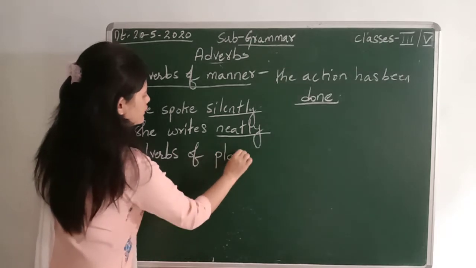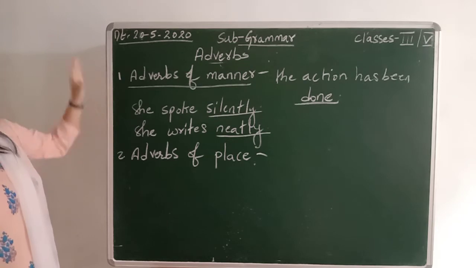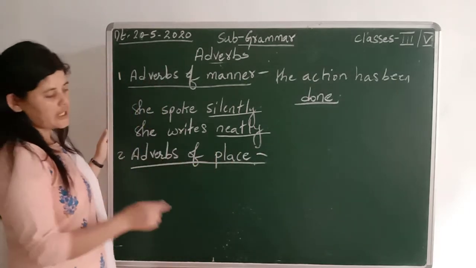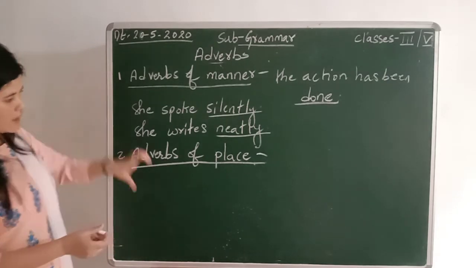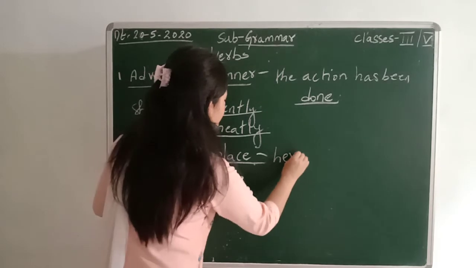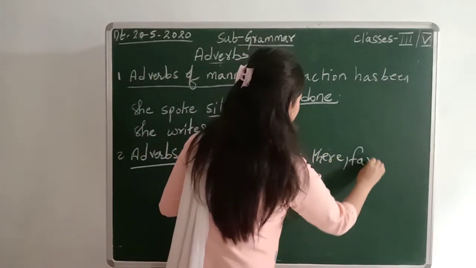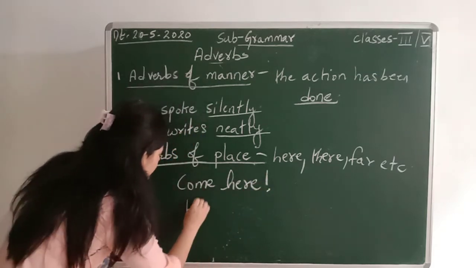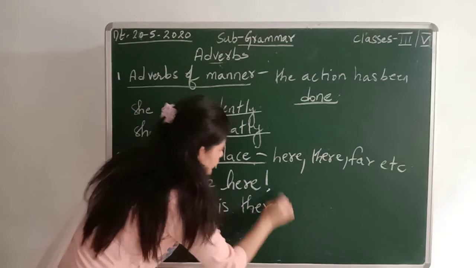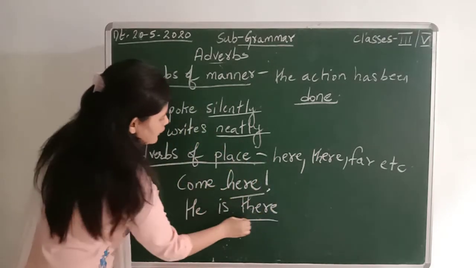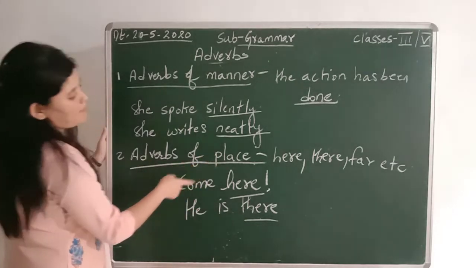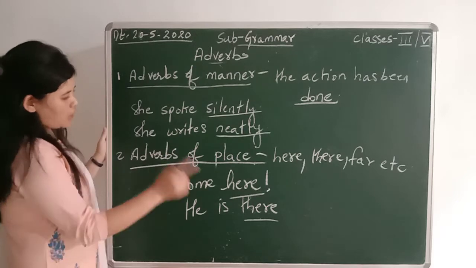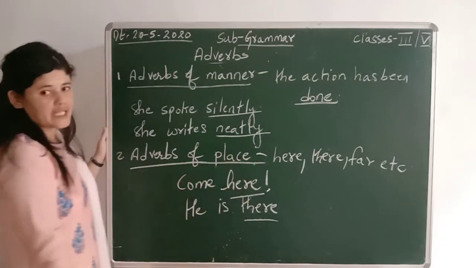Now, the second one is adverbs of place. When we are talking about adverbs of place, in this type we don't write the names of places. But in this kind, we write words like here, there, far, etc. Like, come here, another one, he is there. So when we use words like here and there, it tells us about adverbs of place. We are not talking about the actual names of places.